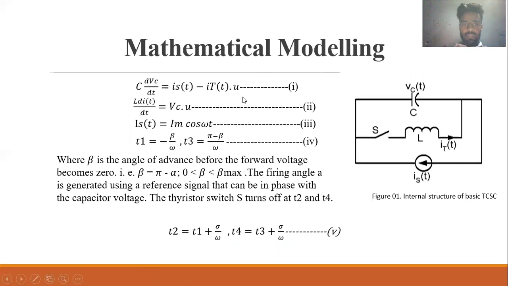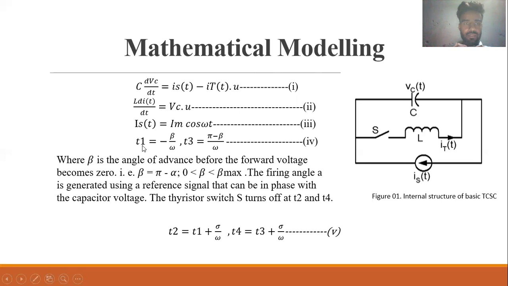Moving ahead, this is the mathematical modeling. This is the typical equation of a capacitor used as a series, with current IS, and this is IT, the total current that is flowing through this switch and inductor. This is the capacitor voltage and inductor current equation. Next is the IS relation, I_m cos omega t, which is the current going through, in parallel with this inductor.